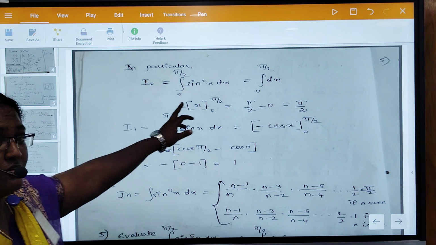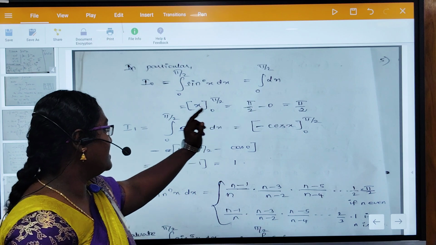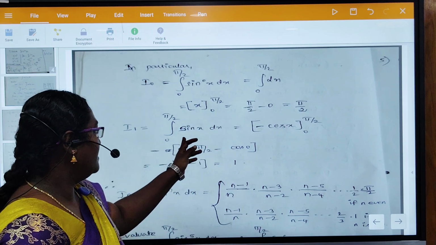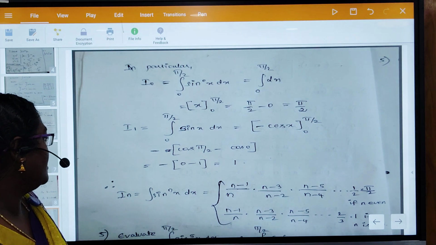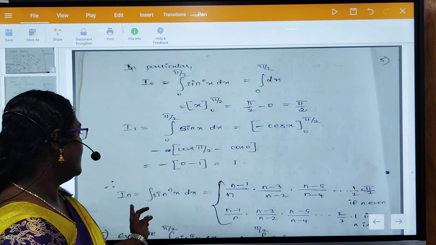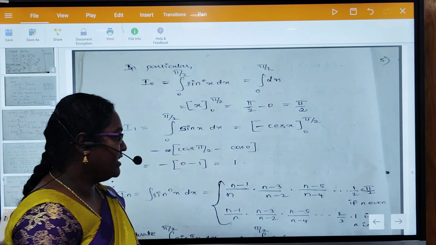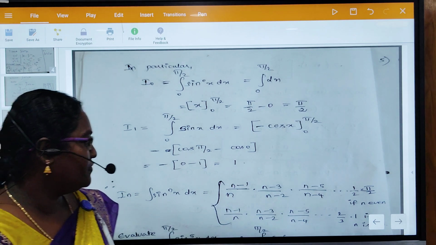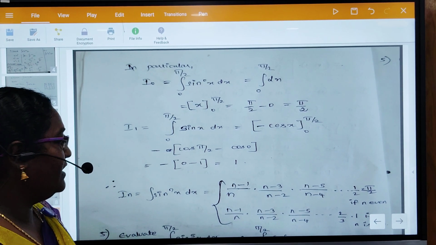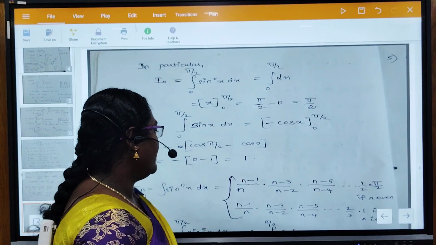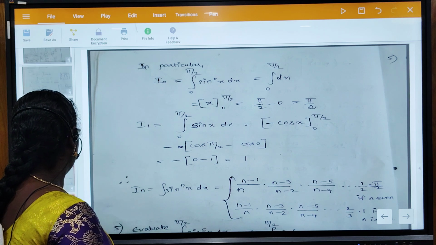So I0 is sin power 0x dx. Anything to the power 0 is 1, so it is dx. When we integrate dx, it is pi by 2. And similarly, I1, integration of sin x is minus cos x. So when we substitute the limits, we will be getting this. So the formula will be In is equal to integral of sin power n. So this is the formula: n minus 1 by n, n minus 3 by n minus 2, n minus 5 by n minus 4, and so on, 1 by 2 into pi by 2 if n is even; n minus 1 by n, n minus 3 by n minus 2, n minus 5 by n minus 4, and so on, into 2 by 3 if n is odd. We'll see some problems based on this.